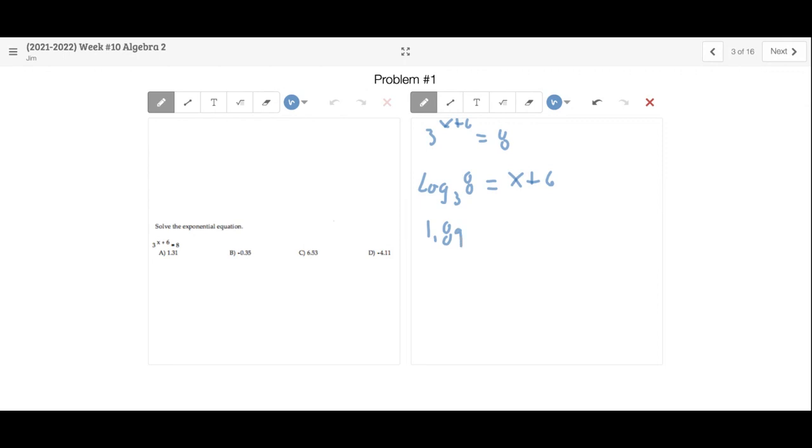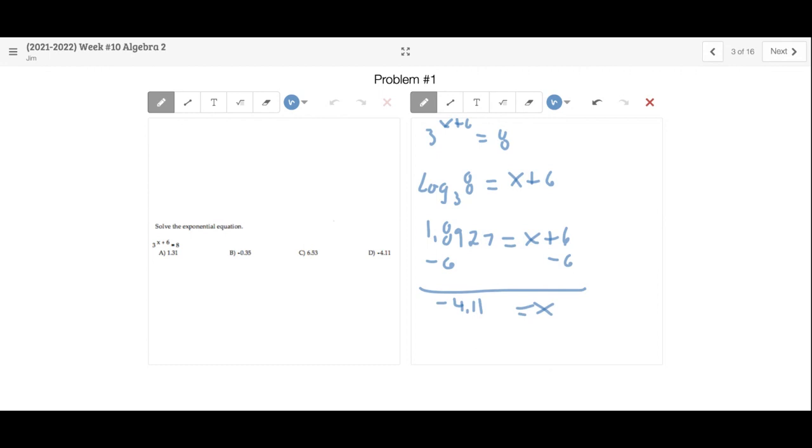Okay, so now that we know this is 1.8927, I would keep all of that in there, is equal to x plus 6. Subtract 6 from both sides, x equals, well, it's going to be negative something, right? Looks like negative 4.11. And that is how I do exponential functions now. I don't even look to see if the bases are the same. Okay, but if you want to, you can.